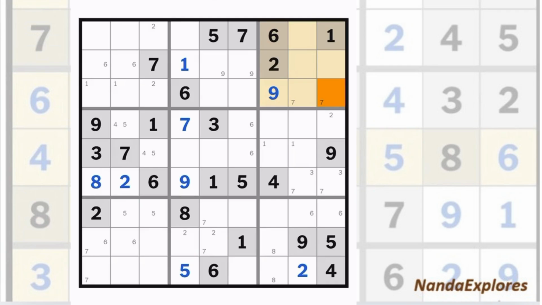Okay, now we fill up the remaining blank cells. We can take up any row, column or block. We'll start with the cells having least number of open cells. So we take up this one, we have 1.